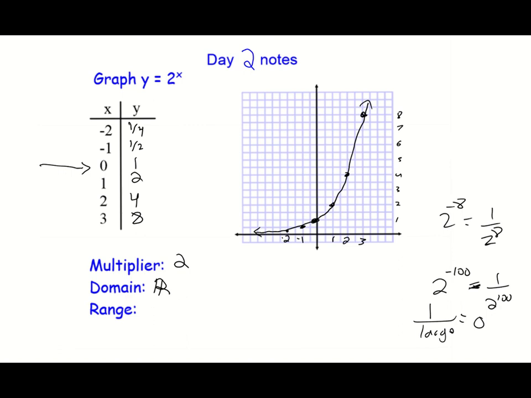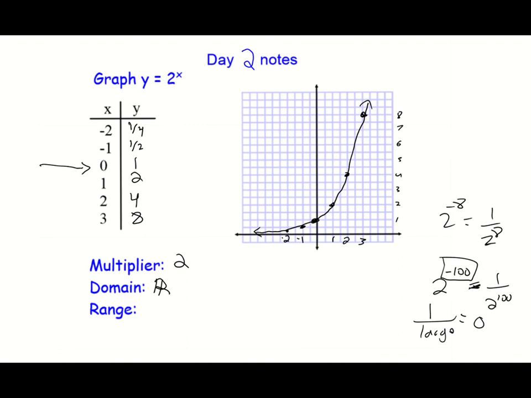The range, however, is a little bit different. The range means what can you get out? If you plug in anything for x, what can you get out for y? You'll notice that we start plugging in some really negative numbers, like -100. We got a really small number, like 1 over 2 to the 100. 1 divided by 2 to some really large number is going to be very small. But what you notice is you never get a negative number for y. You can plug in anything you want for x, but you're not getting a negative for y.